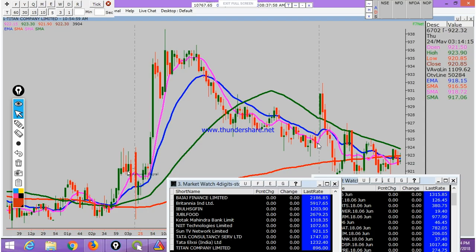This is near 200, so chances are you were ready. But when it started going up, see the speed with which it went up. The moment this green bar's low got taken out, you should be ready on the other side.